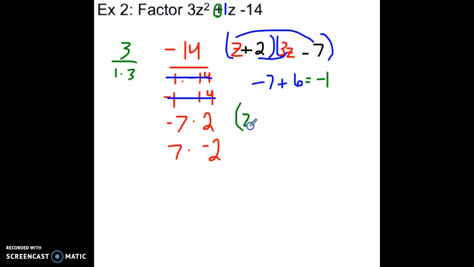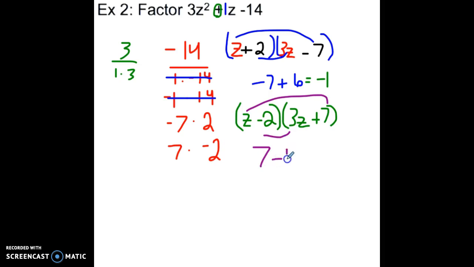So if I have z minus 2 and 3z plus 7. Let's try that. So let's see, my outer, that's a positive 7z. My inner, that's a negative 6z. And 7 minus 6 is a positive 1. So to factor 3z squared plus z minus 14, that's going to give me z minus 2 times 3z plus 7.